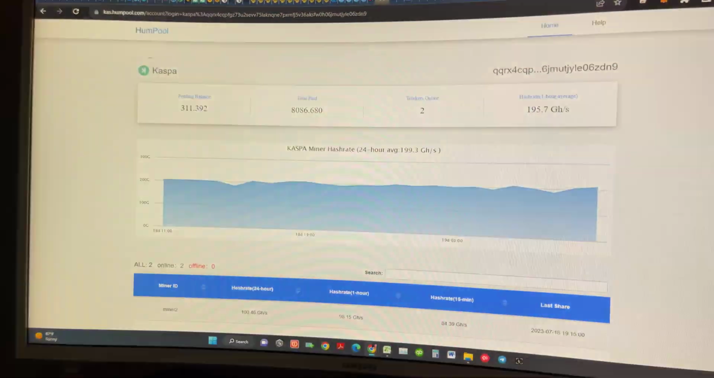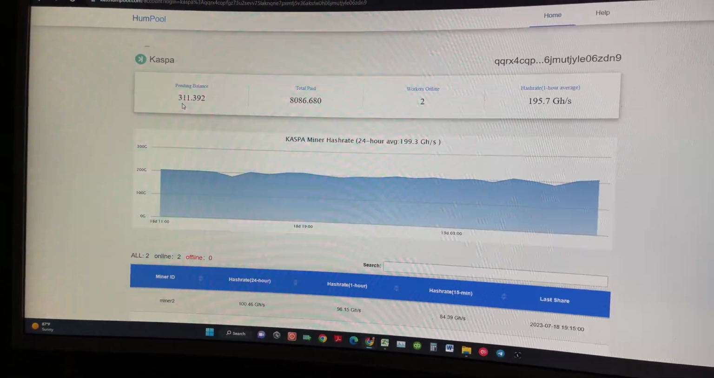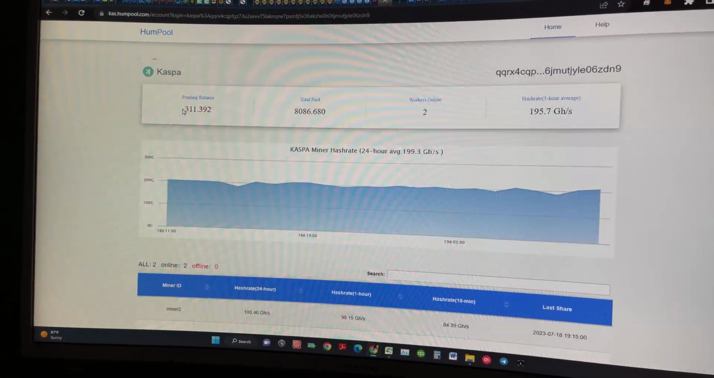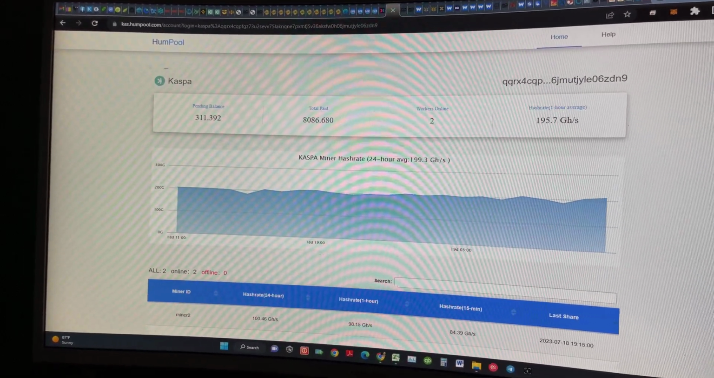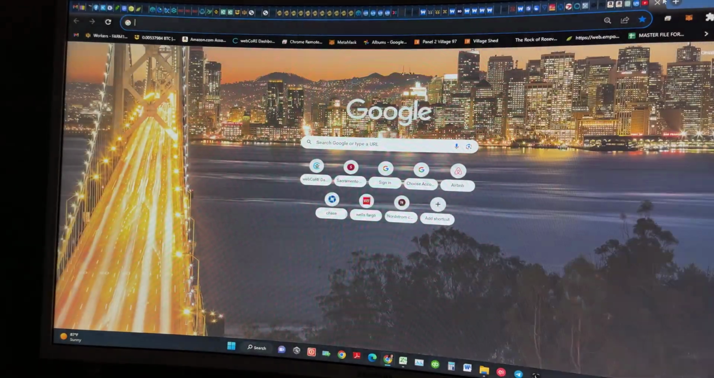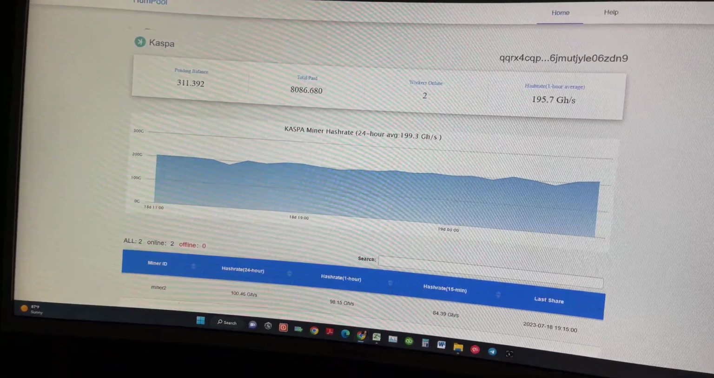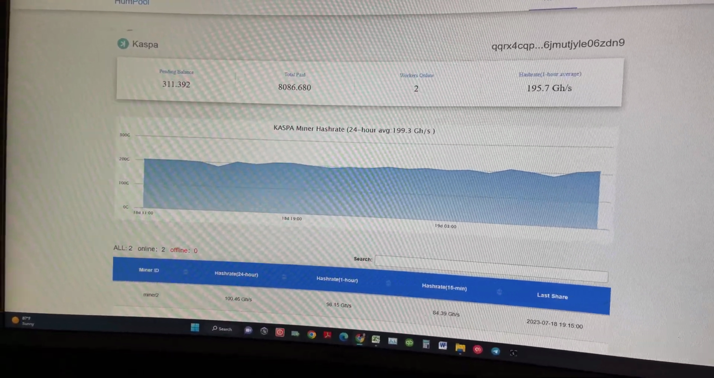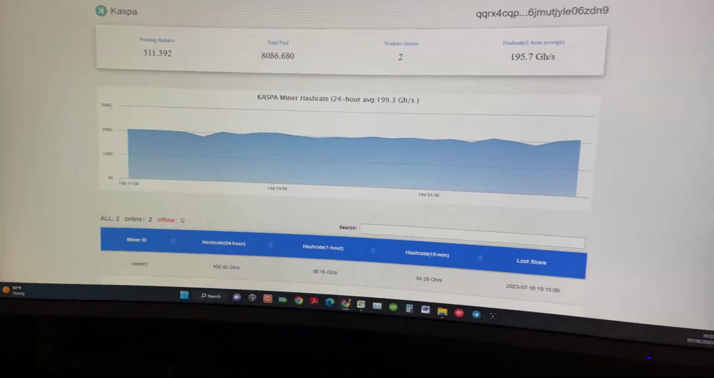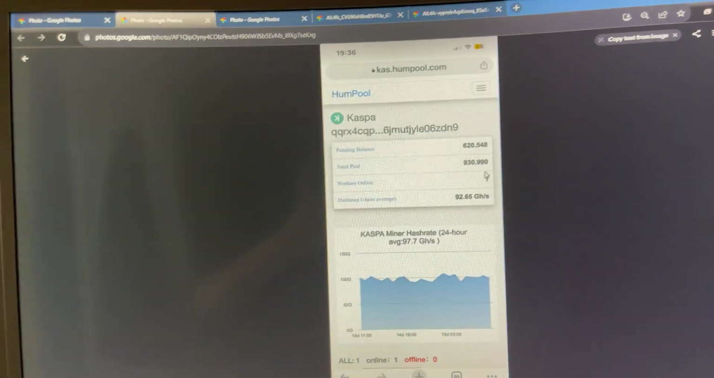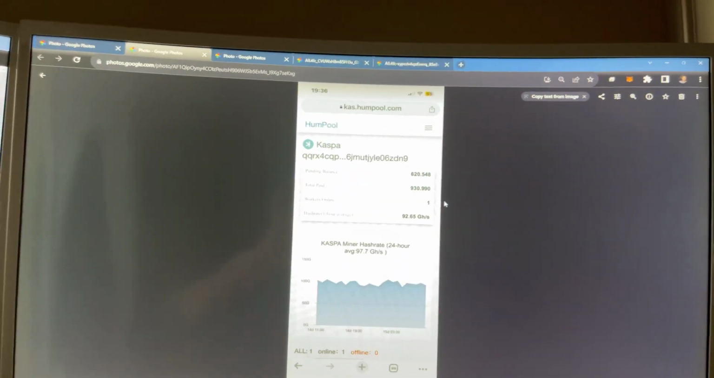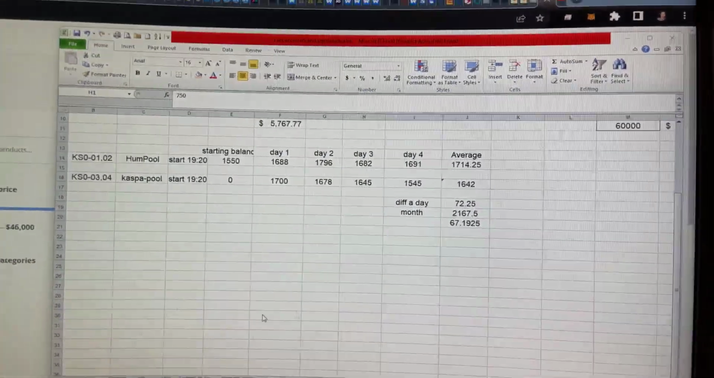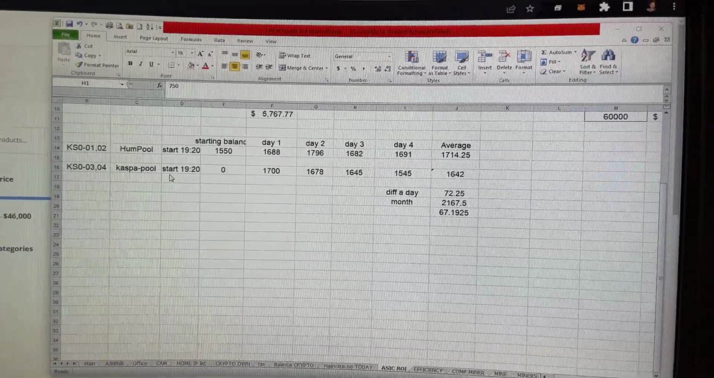So let's check them up real quick. I have total mined Kaspa here: 8,000 plus 311 pending balance. To work out the right amount, I have to go back 3 days to when I started mining to see what the balance was. Let's check it out real quick. All right, so we started mining on HumPool with 1500 Kaspa, because I mined on one single miner for a couple days, or 1.5 days, and then I decided to make two of my miners, which are one and two, go on HumPool, and three and four on Kaspa-pool. So let's look at the stats.